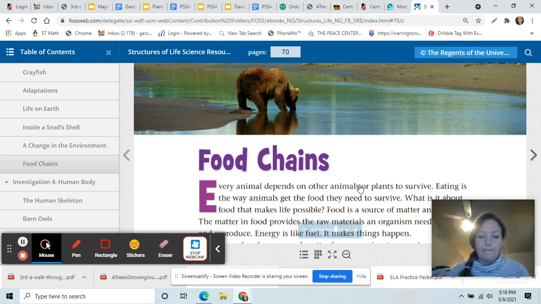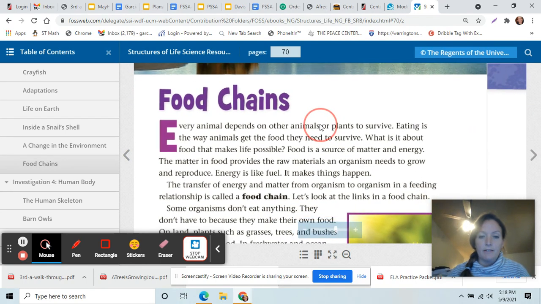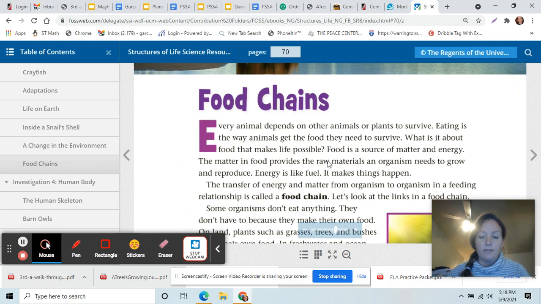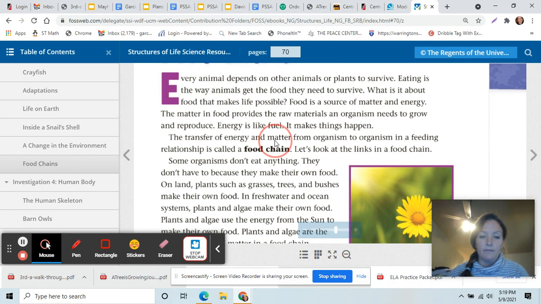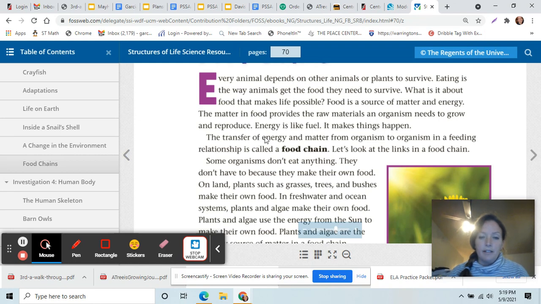Food chains. Every animal depends on other animals or plants to survive. Eating is the way animals get the food they need to survive. What is it about food that makes life possible? Food is a source of matter and energy. The matter in food provides the raw materials an organism needs to grow and reproduce. Energy is like fuel. It makes things happen.